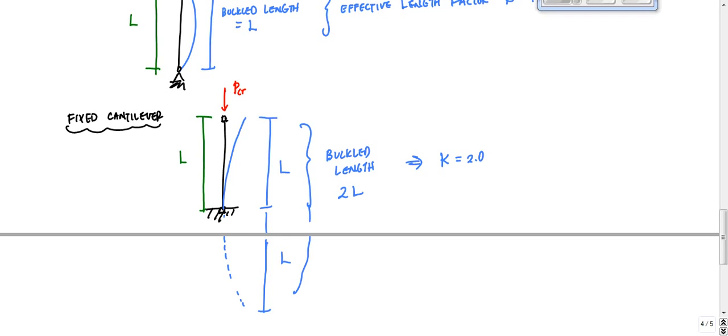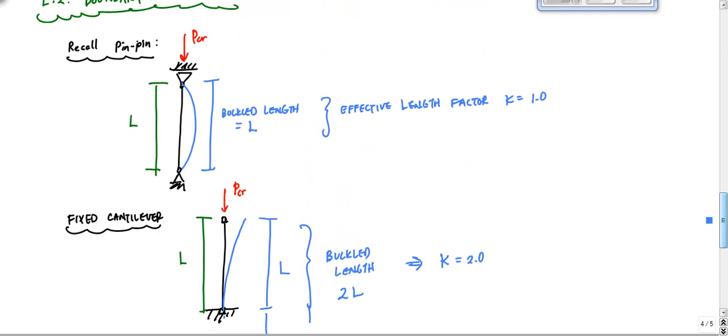Which column do you think is easier to buckle, the top or the bottom? What do you think will take less force? If I hold it like this, or if I just hold it at one end like this? Yes, that's just the length of the column. We're going to get there in a second.